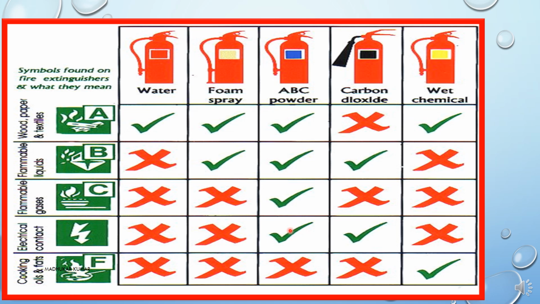And then you have cooking oil and fat. Only one thing works, that is wet chemical. If you see it column wise, wet chemical can be utilized for class A and cooking oil. CO2 is for flammable liquid and electrical contacts. DCP or ABC, you can utilize for all except cooking oil. And foam you have on class A and B, water only on class A. So this is the description of this complete chart.